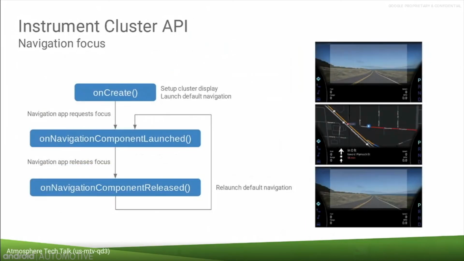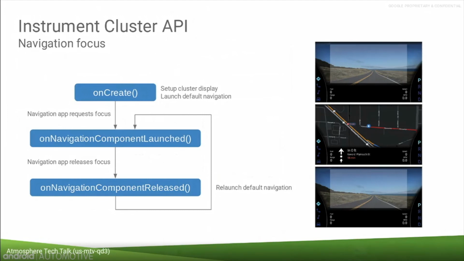So on create of the service, you're going to launch your default experience, whichever it is. It could be Maps itself on free navigation. When a navigation application requests focus, like let's say that Maps or Waze decides to request navigation focus, you're going to get a callback saying on navigation component launched. And the instrument cluster rendering service is going to automatically launch the navigation experience of that app in the cluster. It's going to use the activity options you passed before during the setup step. It's going to launch that activity and it's going to notify the service.